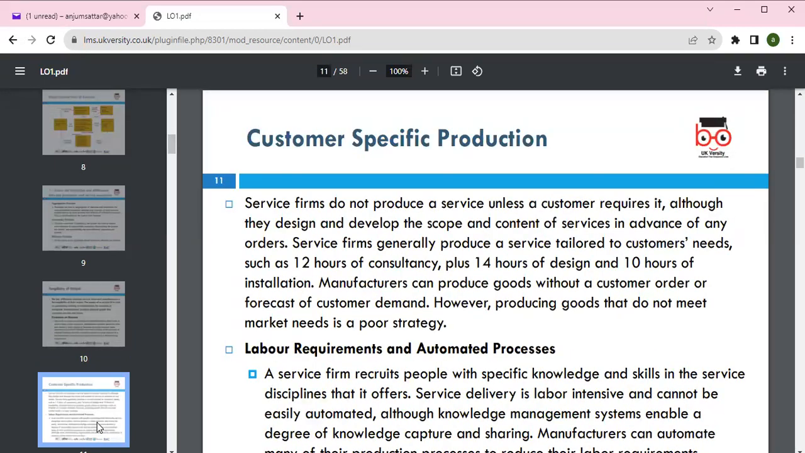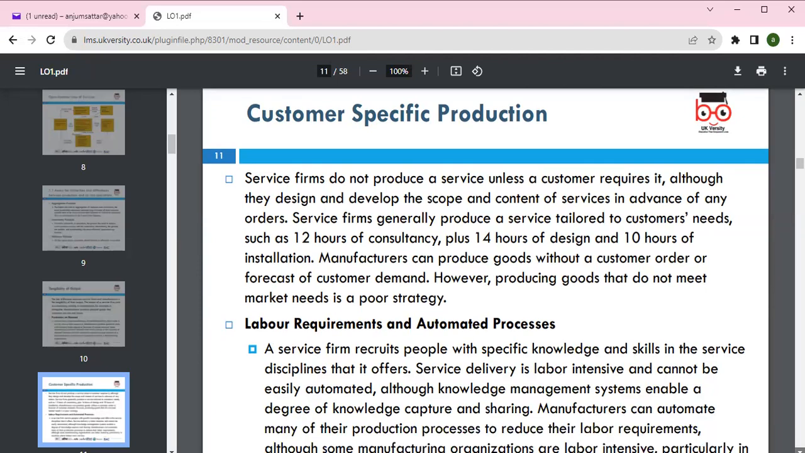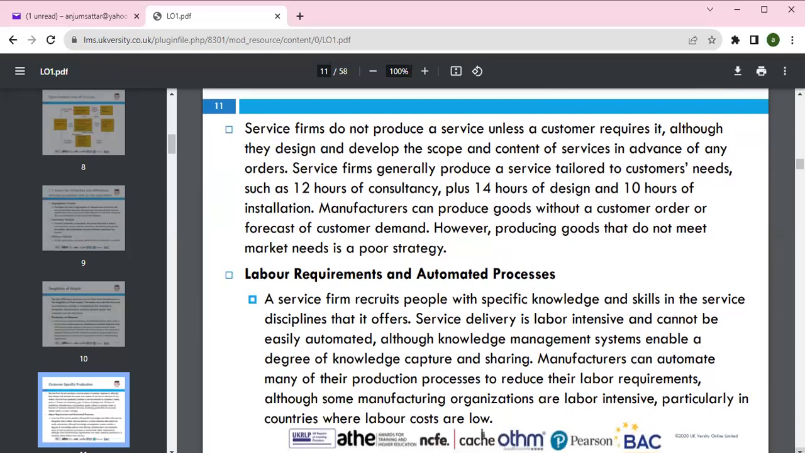Okay. Customer specification. We can look around how the service firm doesn't produce the service unless the customer requires it, and generally produces the service tailored to the customer's needs. For example, 12 hours of consulting plus 14 hours of design, 10 hours of installation, whereas a manufacturer produces to customer order and forecast. Then customer demand and the labor requirement. We can use automated systems now, information systems that help, like MIS, management information systems.